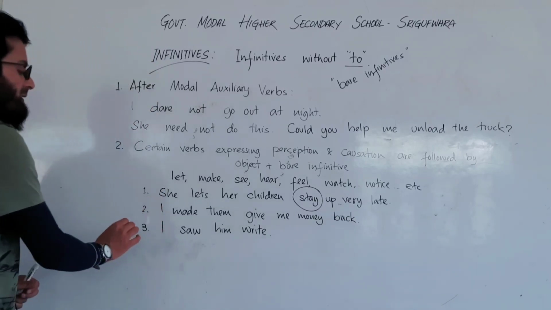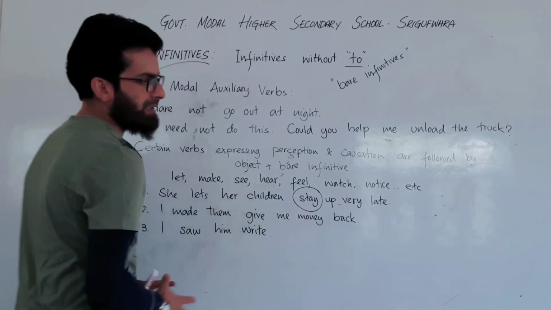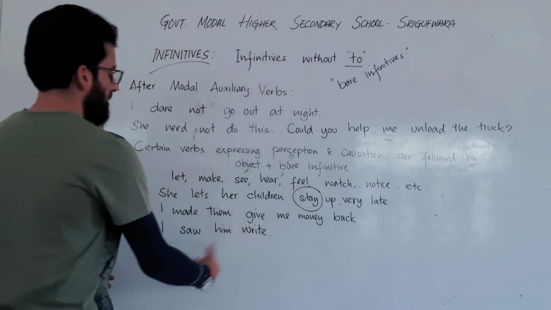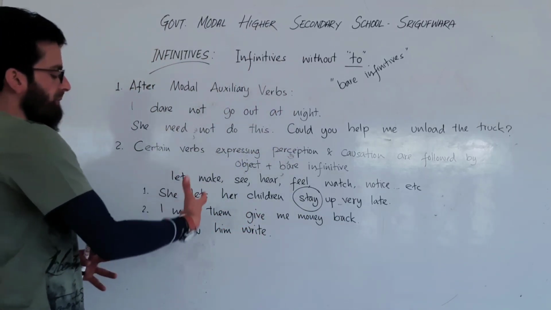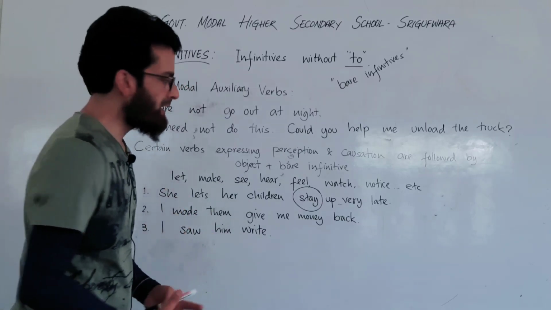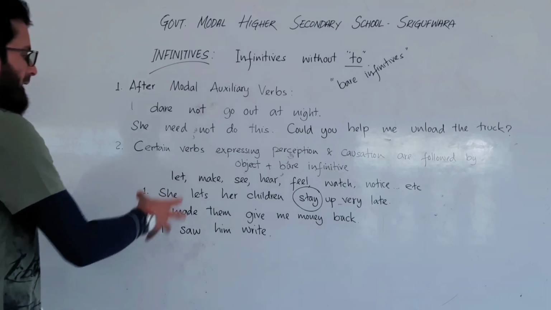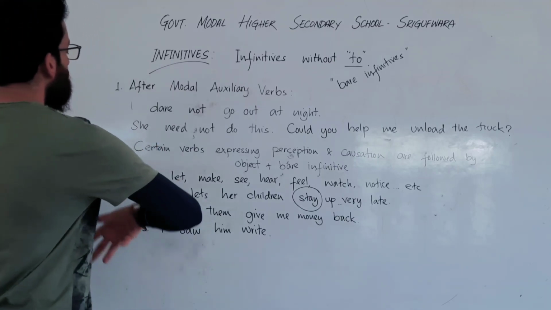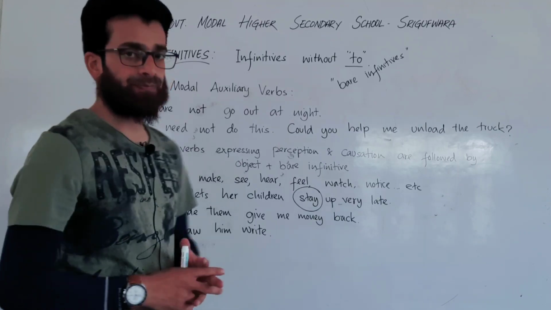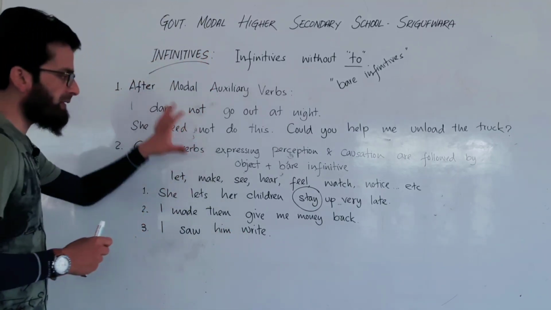Similarly, the third sentence: I saw him write. मैंने उसको लिखते हुए देखा है. I saw him write, not I saw him to write. So this is the second point. Now we will move towards the third and then the fourth point. Okay, so I hope this is clear.